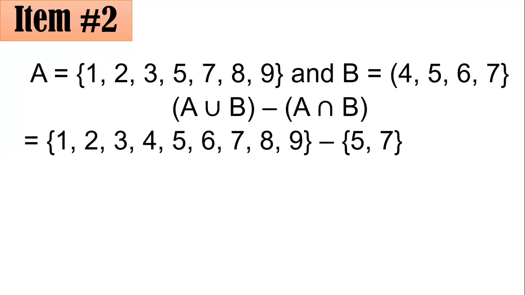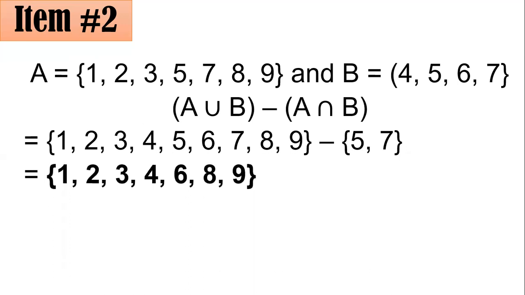And we have to remember this. If we take the set difference of union and intersection, it is the set of all elements found in the union, but not found in the intersection. So in this case, we have to remove the 5 and the 7 here. And hence, their difference now is the set 1, 2, 3, 4, 6, 8, and 9. If you answered letter A, congratulations.